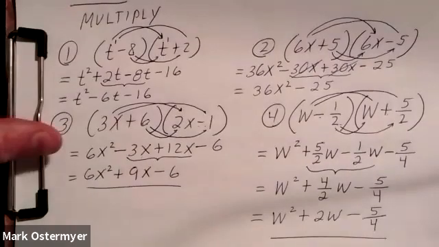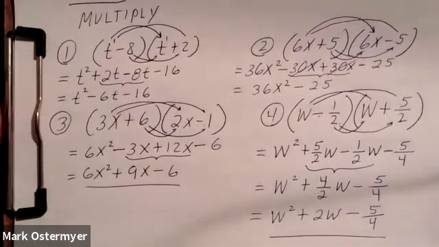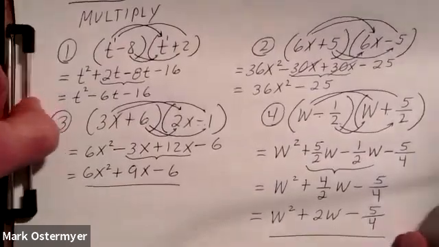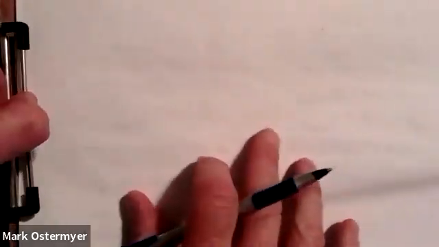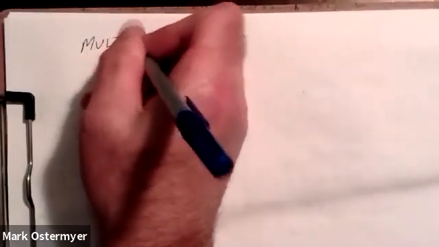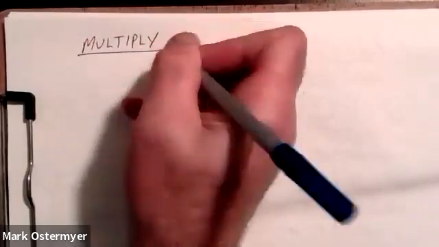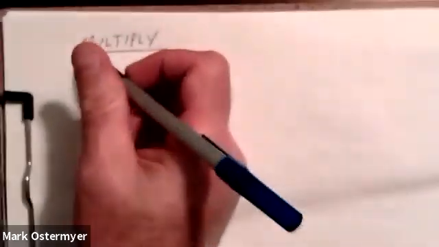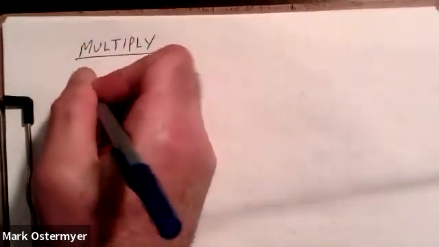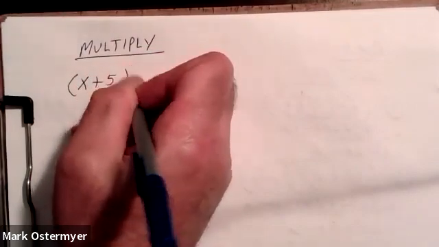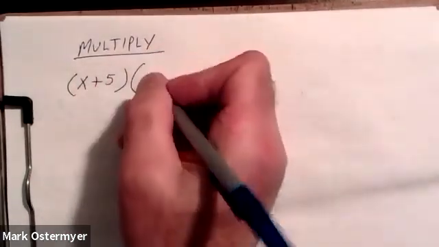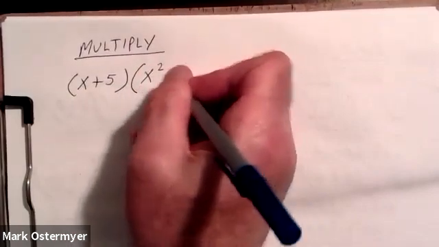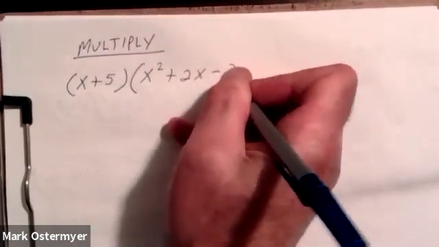Let's raise the bar here a little bit as we begin to close the door on this section. Let's see if we can take a binomial and multiply it by a trinomial. That should be interesting. Let's try one out here. Let's try this. x plus 5. Let's take this binomial and see if we can multiply it by this trinomial, x squared plus 2x minus 3.